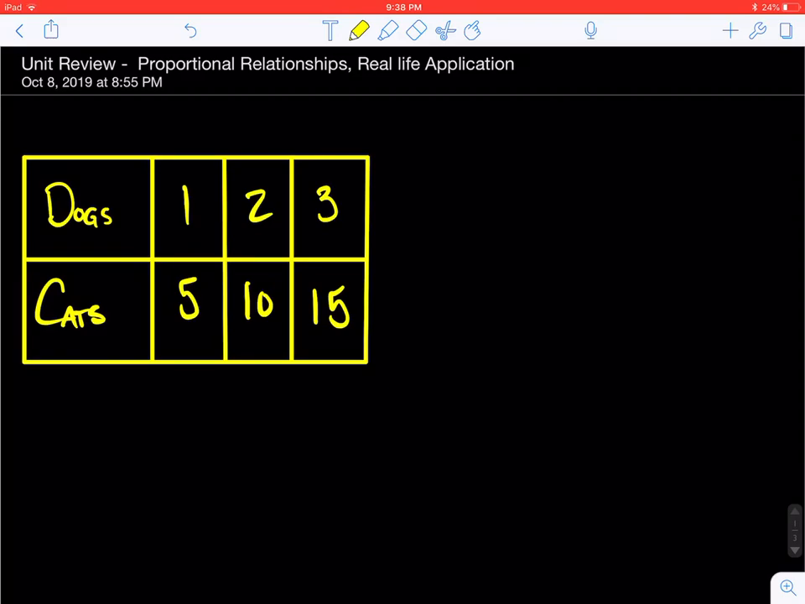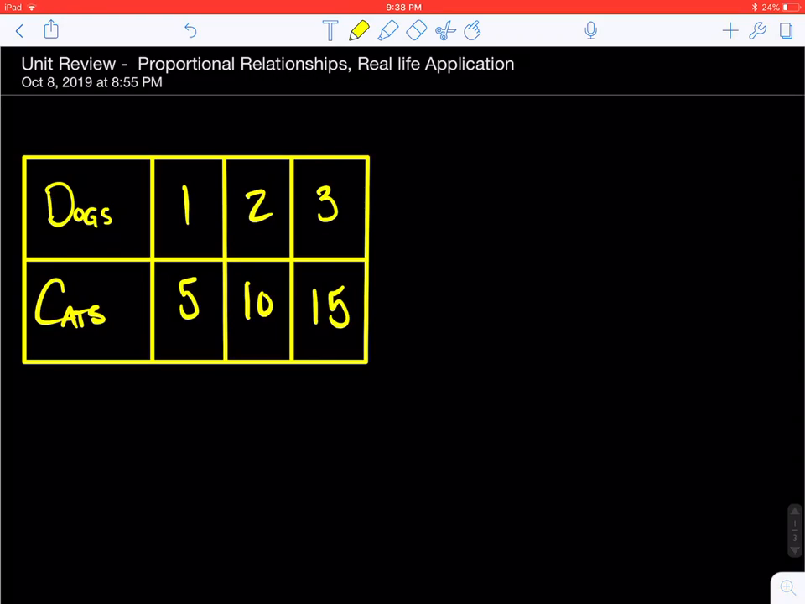So here we go. First table that we have is the proportional relationship between dogs and cats. Now, listen, we know that cats are inferior and that there's way more cats per dog in this one. Not the point. The fact of the matter is we have a proportional relationship between dogs to cats.